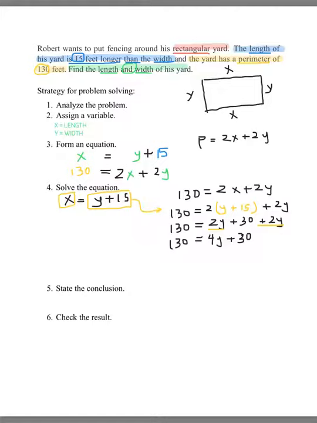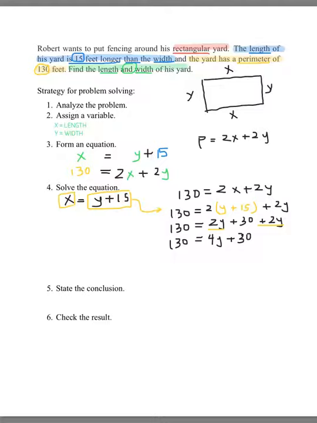So now that we know the value of y, we're going to go ahead and substitute that in to the first equation and find our value of x. So we're going to have x is equal to y, which is 25, plus 15. So we end up with x is equal to 25 plus 15 gives us 40. So now we know the value of y and x as well. So we have solved the equations.